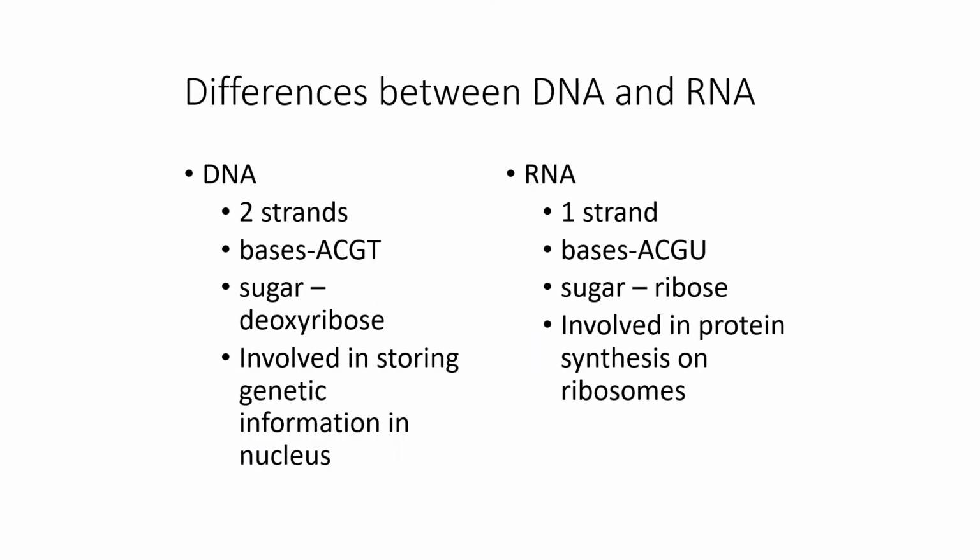This particular page summarizes the difference. Number of strands, thymine in DNA, uracil in RNA. Let's just circle those. The sugars are different: deoxyribose in DNA, only ribose in RNA. And DNA replication is only going to occur inside of the cell's nucleus, while RNA will occur on ribosomes outside of the cell's nucleus.